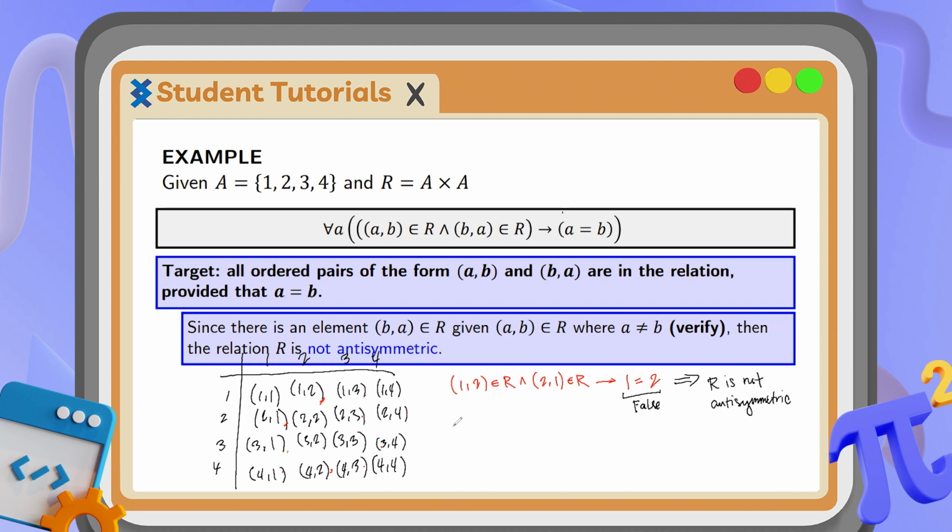Alright. And there are also various counterexamples here like (1, 3), (3, 1), (2, 3), and (3, 2), and so on and so forth. For as long as you find (a, b) and (b, a) present in the relation, but a and b are not equal, that is one of the properties to determine if something is not antisymmetric. But if something is antisymmetric, it should follow this property.